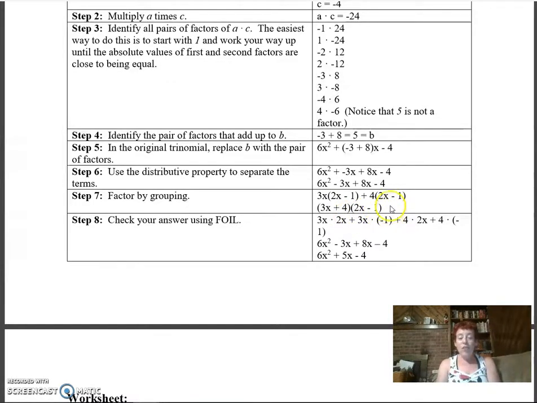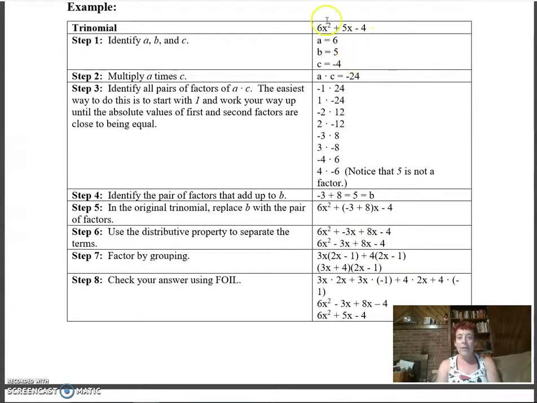And that is our factoring of the trinomial. Always want to go back and check your factoring by using the FOIL method. So here we multiply the first times the first, 3x times 2x, and then we multiply the outer, 3x times minus 1, and then the inner, 4 times 2x, and then the last, 4 times minus 1. And as you see, when we get our 4 terms, we combine our like terms, and we get 6x squared plus 5x minus 4, which is the trinomial we started out with.